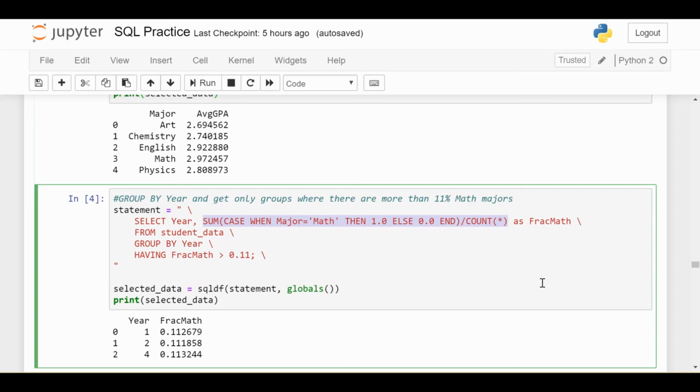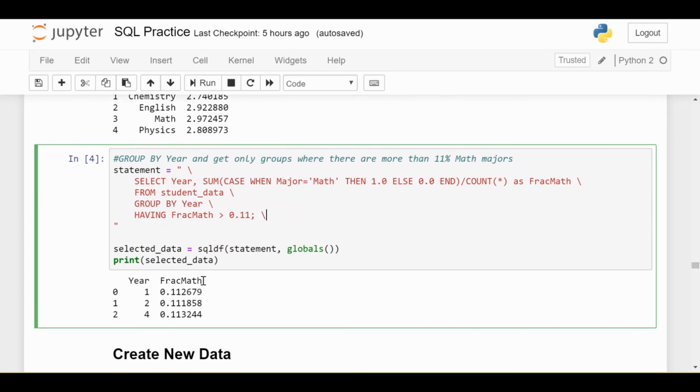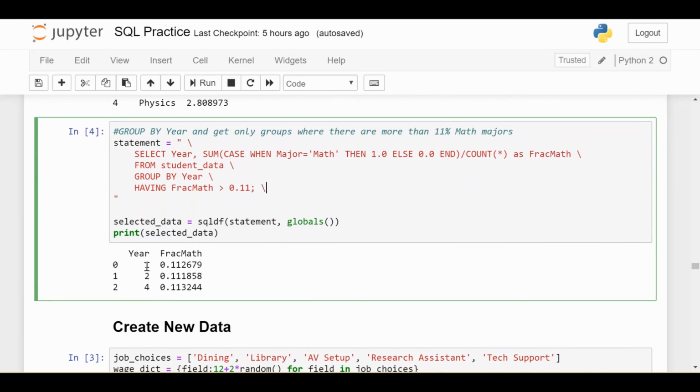An example of something that's not legal is if I said, give me back just the major of everyone inside that group, because there are so many different majors. I need to do something more specific, like how many distinct majors are there or something like that. In this case, I did give a fraction of how many math majors there are. So I run that, and I get that first, second, and fourth years all have above 11% math majors. Only third years have less than 11% math majors.